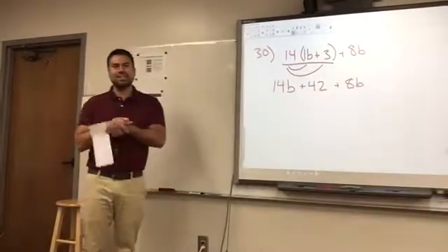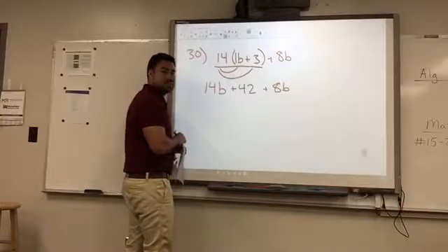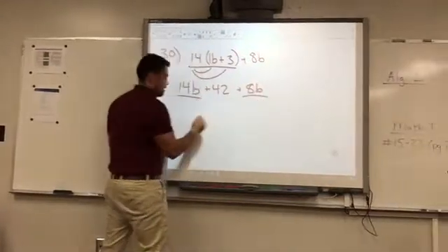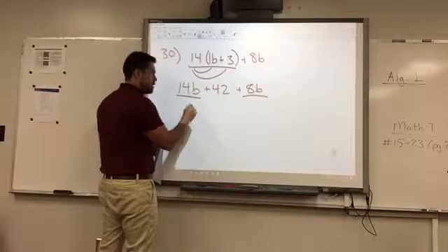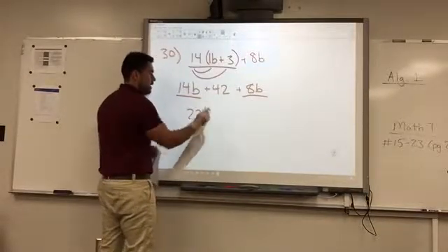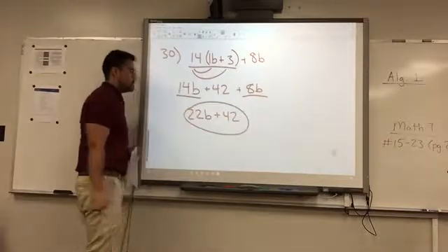Oh, back to this step, John. What do I do? You could either use commutative property in your head, or you could write it out, but 14b and 8b are like terms, so you can add them together. All right, so you add these two terms together. 22b, and then plus the 42. And that's what you're left with.